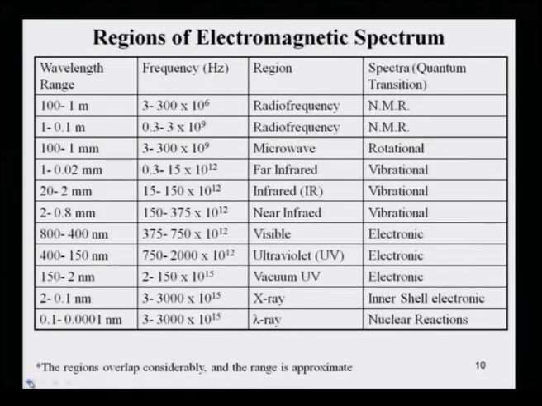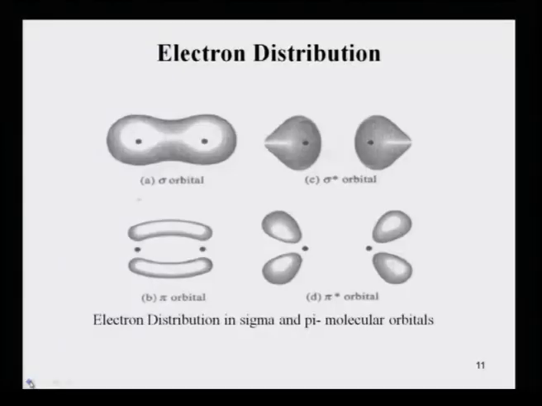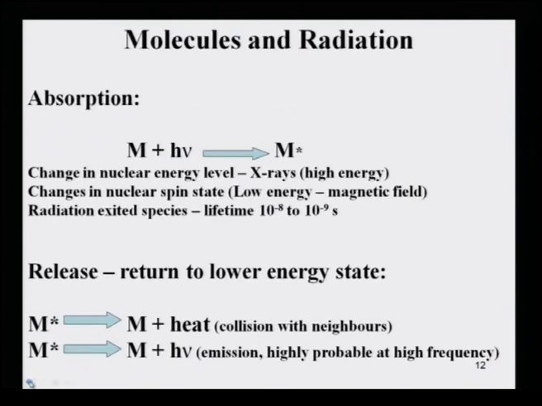Then comes the X-ray, which excites the inner shell electrons, and then comes the gamma rays, which cause nuclear reaction and give out alpha, beta, gamma rays. So, that is how the regions of the electromagnetic spectrum are divided, and each area contributes to its particular functioning. Now, when we look at electronic distribution in an orbital, the sigma and sigma star and the pi star orbitals look like this.